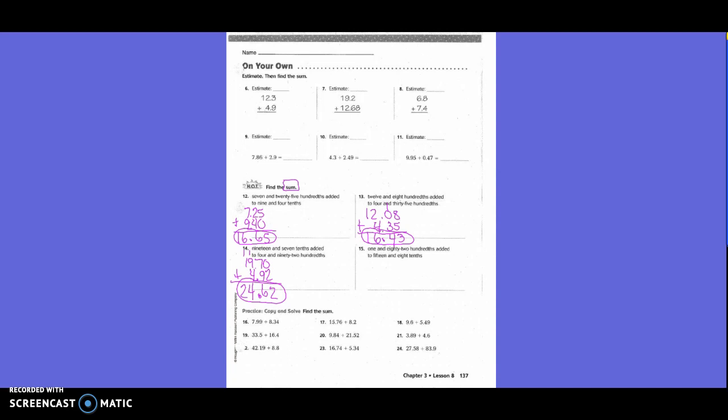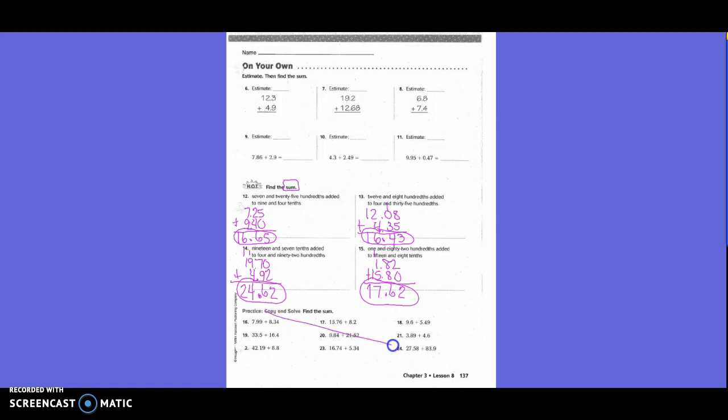Next one, 1 and 82 hundredths added to 15 and 8/10. So I'd write 1 decimal 82 plus 15 decimal 8. What do I put after that 8 to hold my spot? A 0. What do I do first? Bring down my decimal. 2 plus 0 is 2. 8 plus 8 is 16, so it's 6. Carry a 1. 1 plus 1 is 2, plus 5 is 7, bring down my 1. So my answer is 17 and 62 hundredths.